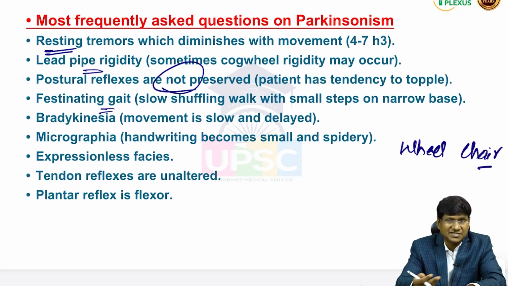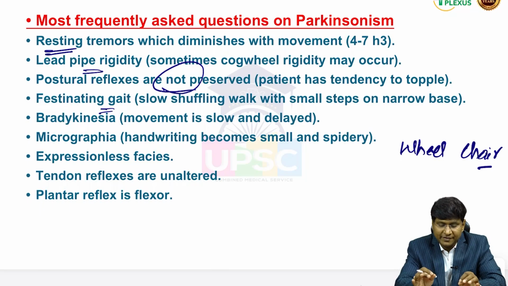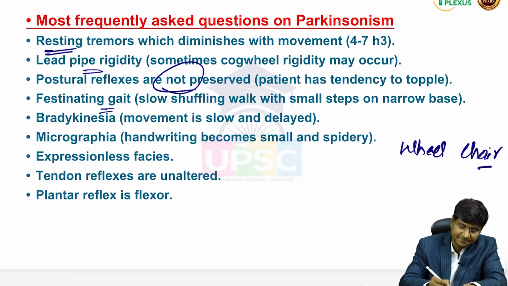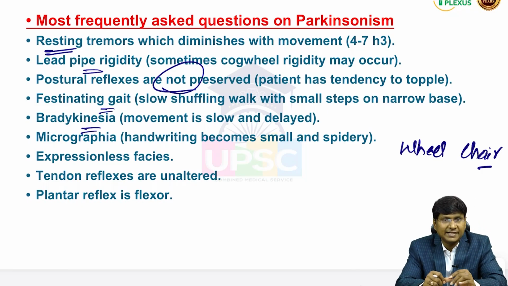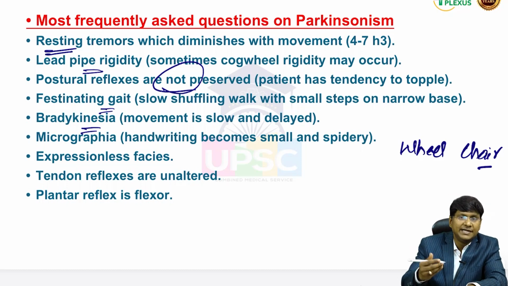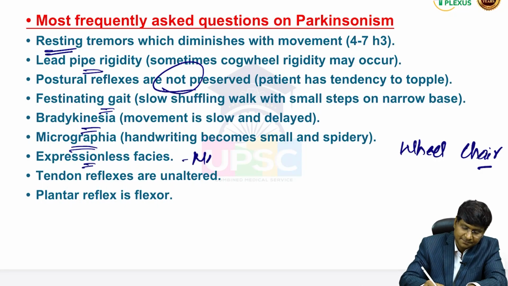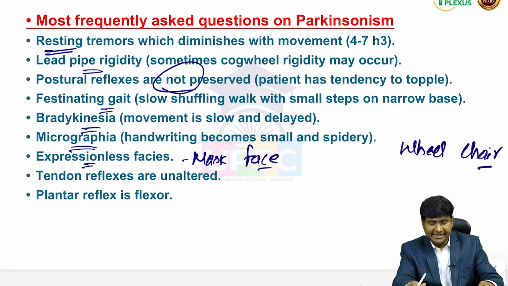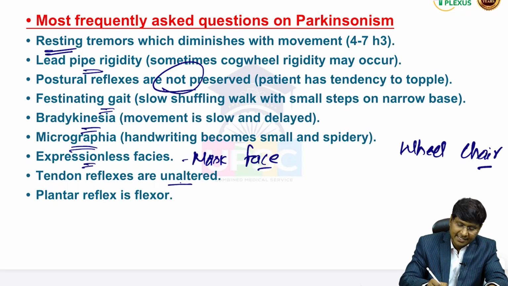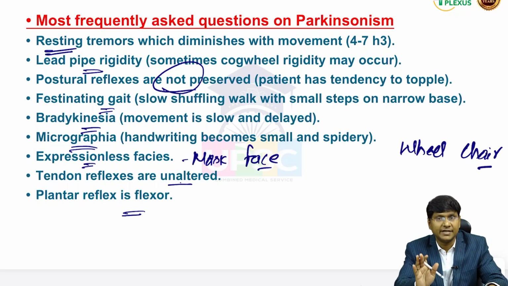Then the gait is a festinate gait, where there will be slow shuffling steps with stooped posture. Bradykinesia, where the movement is slow as well as delayed. That is because of the decrease in dopamine levels and increase in acetylcholine levels. Micrographia, the handwriting will be very small. Mask-like faces, and this we call expressionless faces. And the deep tendon reflexes are unaltered, and the plantar reflex will be a flexor response. So these are some of the most frequently asked questions on Parkinsonism.